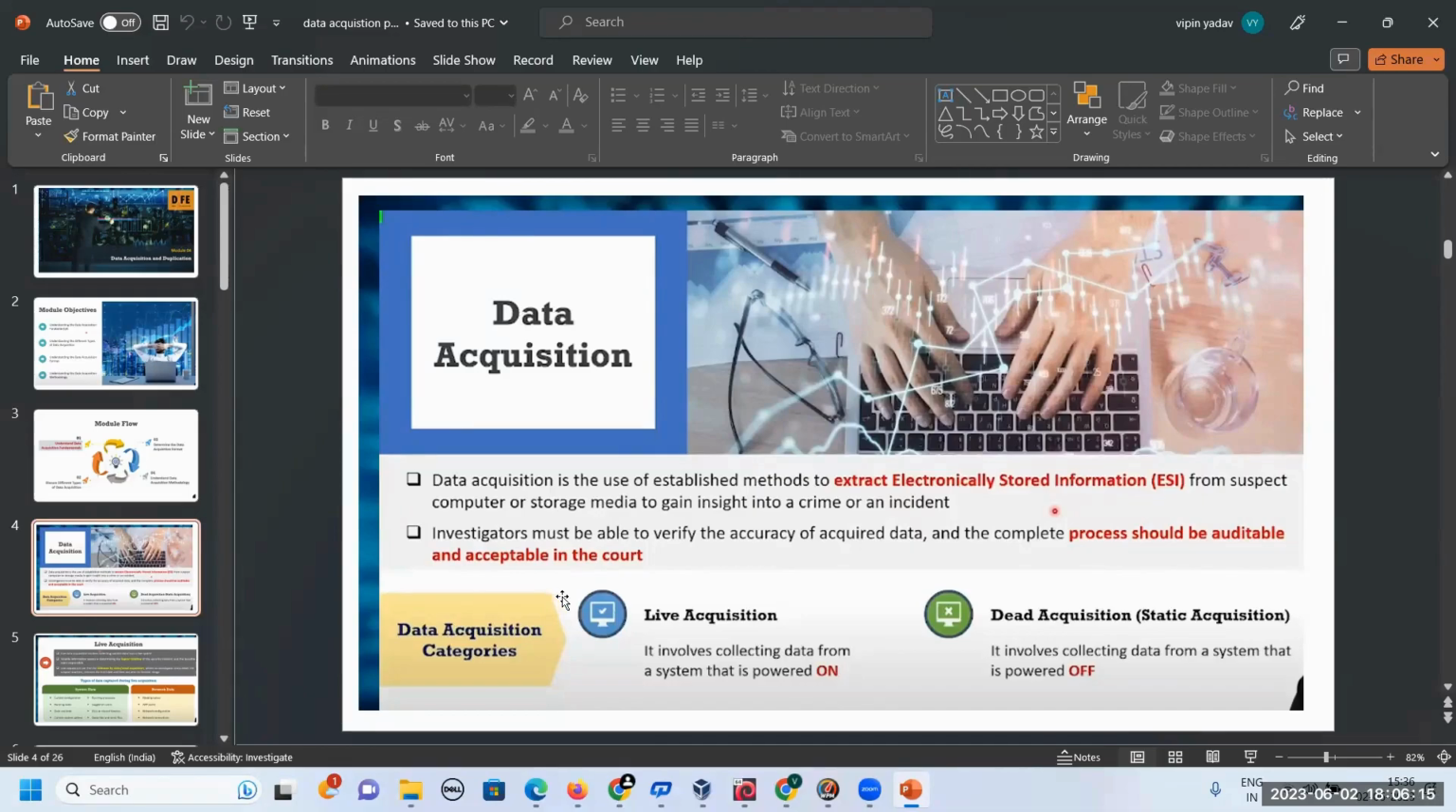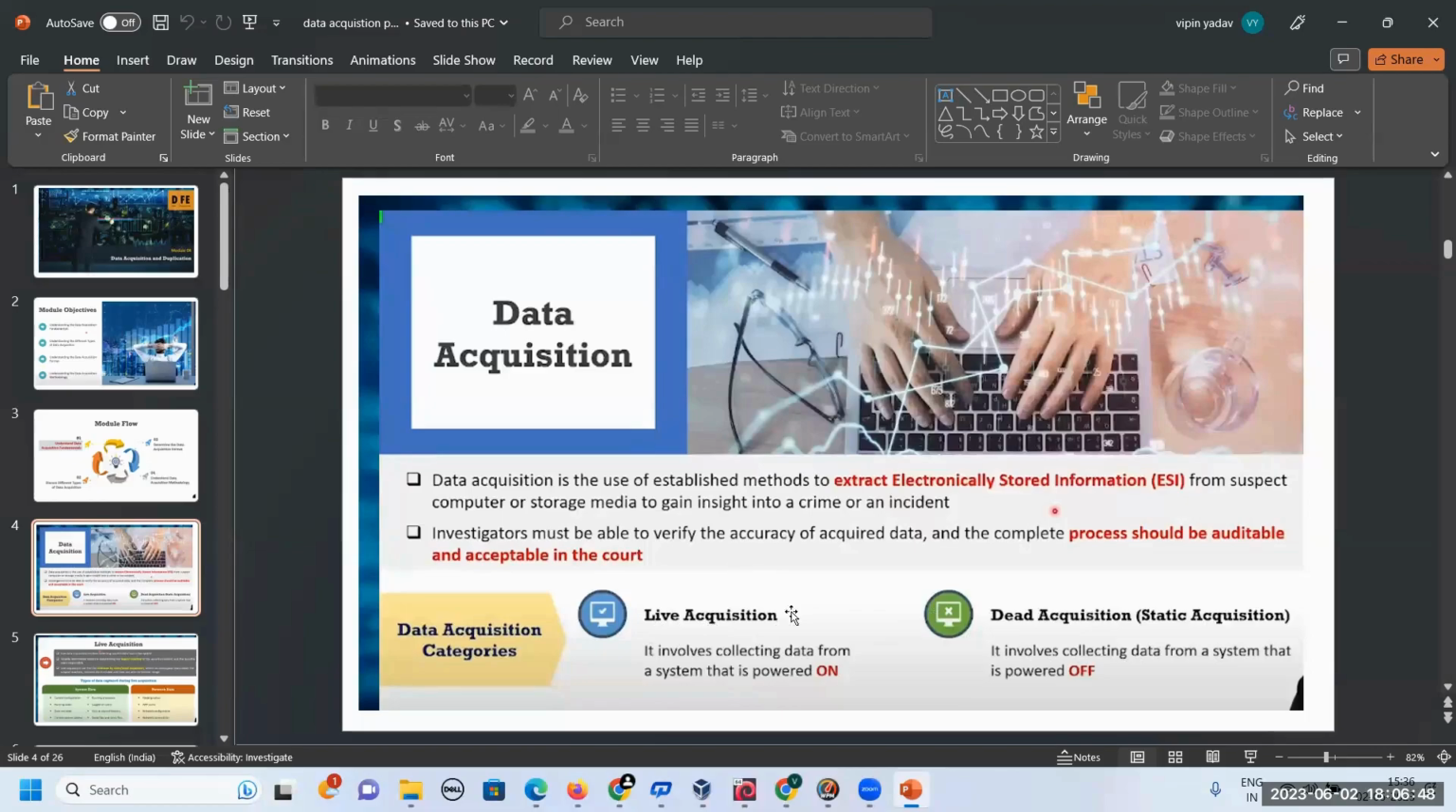Somehow it is categorized into some more parts. Here we can see the two terms, live acquisition and dead acquisition. Dead acquisition is also called static acquisition. Most probably you always see static acquisition; nobody says dead acquisition. To make the difference, it is live acquisition and dead acquisition.